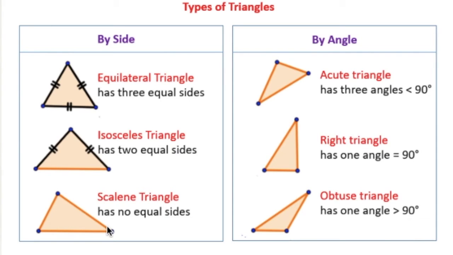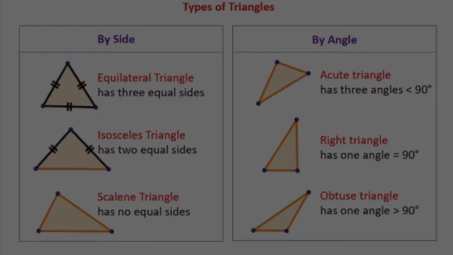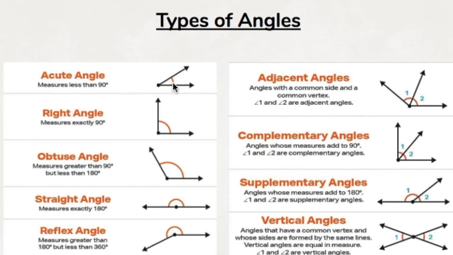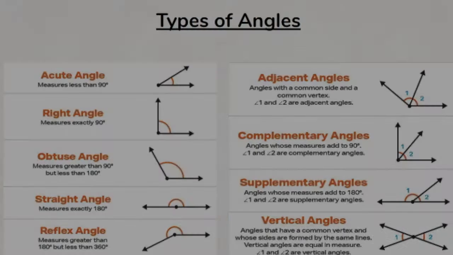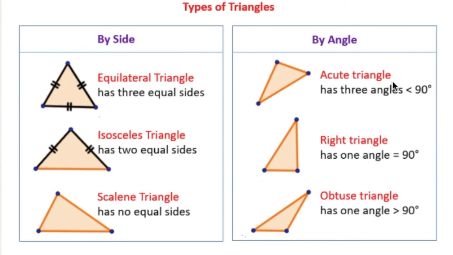Now, if we talk about triangles with their angle measurements, then if all three angles are less than 90 degrees, it's called an acute triangle. Kind of like when the degree was less than 90 in the previous page, if you remember. That is an acute angle, but now this one is called an acute triangle.